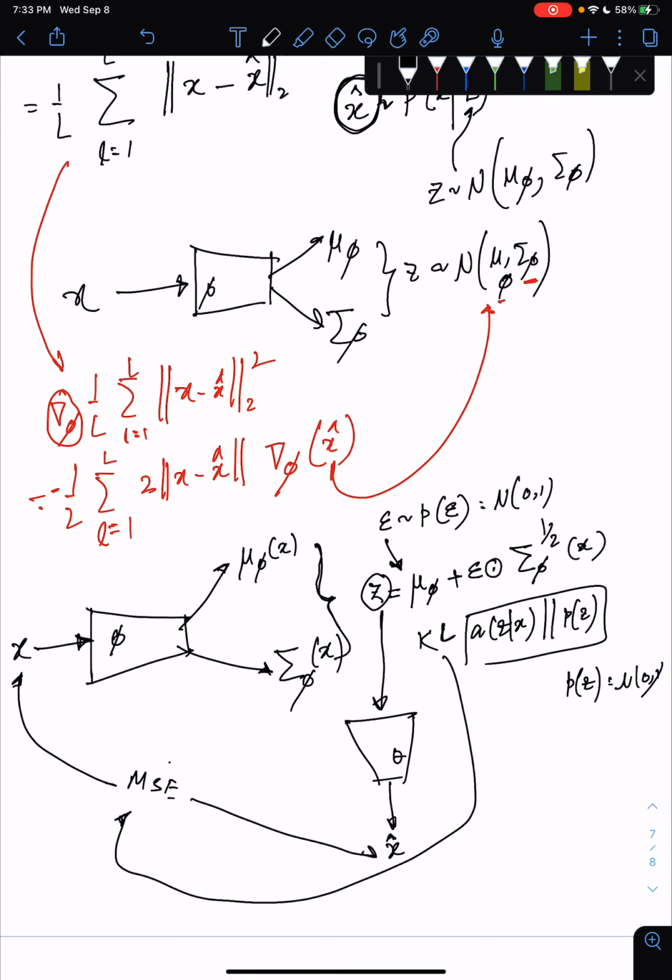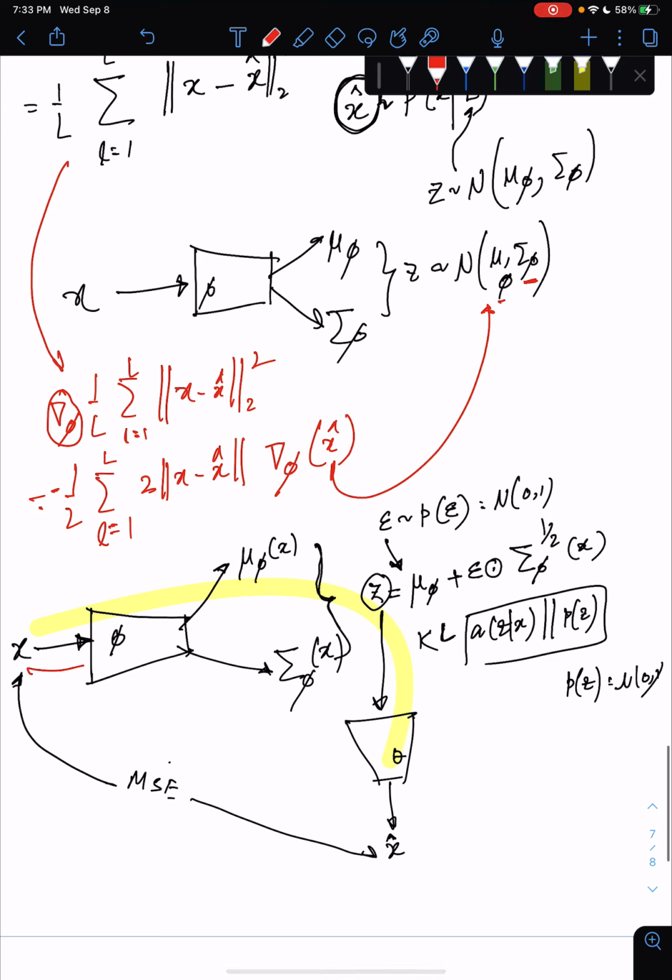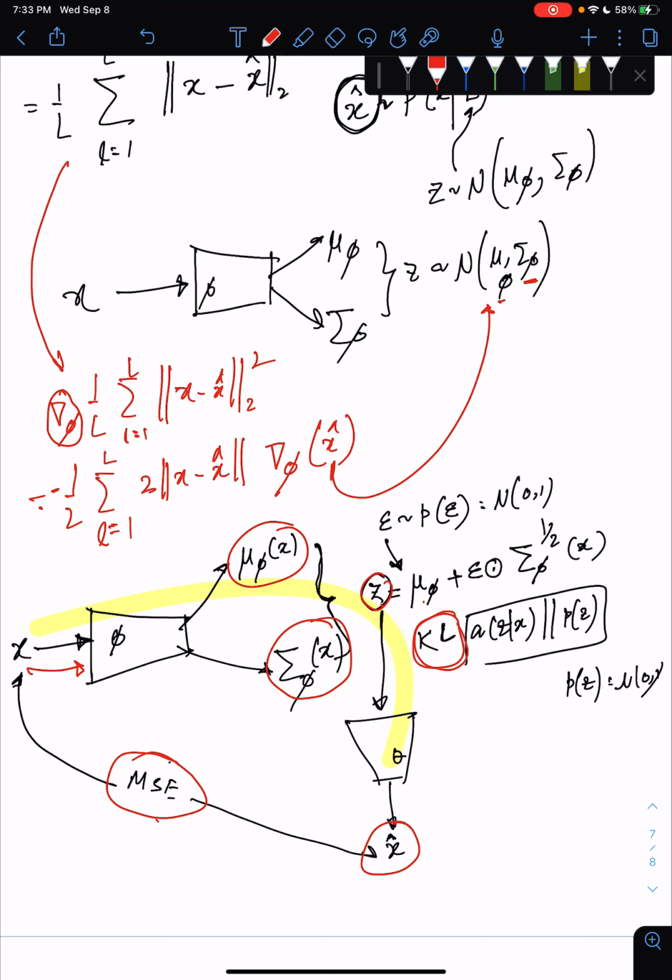So during my forward propagation, I'll be feeding the x to my network, getting my mu and sigma, getting my z's in terms of mu, sigma and epsilon, feeding that z to this decoder, and getting this x prime. Then I'll calculate the loss, which will consist of this MSE term and this KL term. Easy, simple. This is my forward propagation.